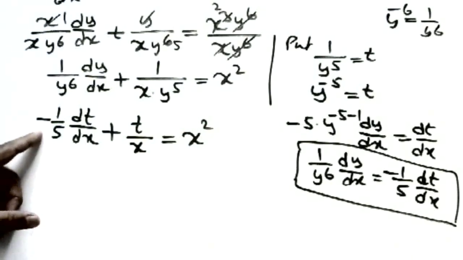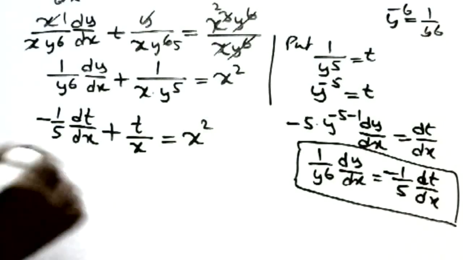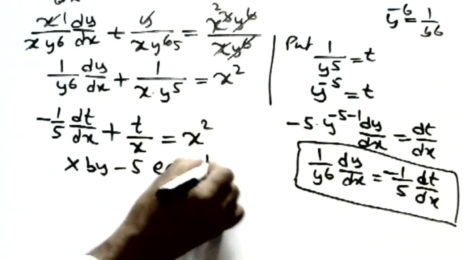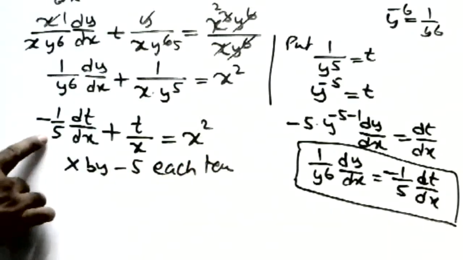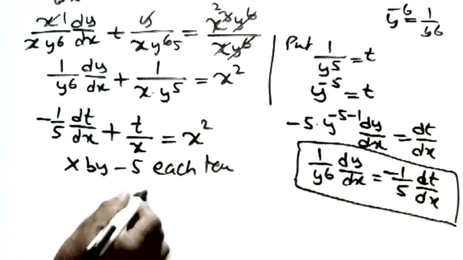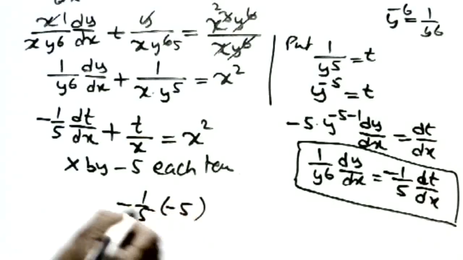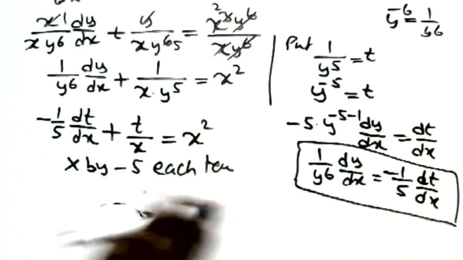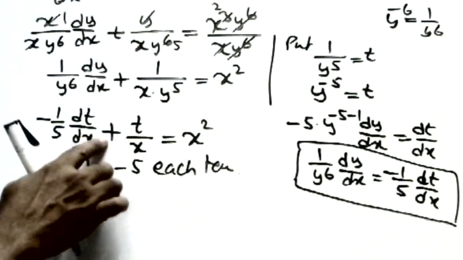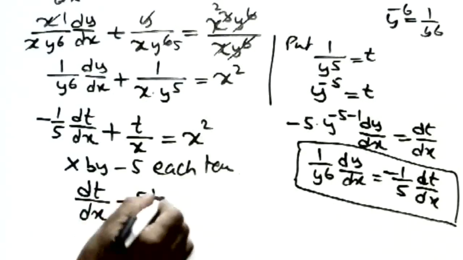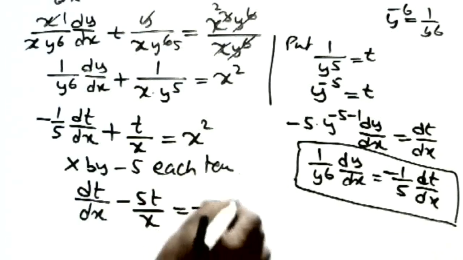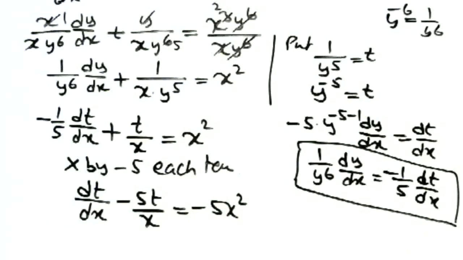Now the next step is to remove this minus 1 by 5 from here. To remove it, multiply each term by minus 5. If we multiply this with minus 5, the minus 1 by 5 will get cancelled. So what is left here? We are left with dt by dx. If we multiply with minus 5, it will be minus 5t by x. If we multiply with minus 5, it will be minus 5x square.